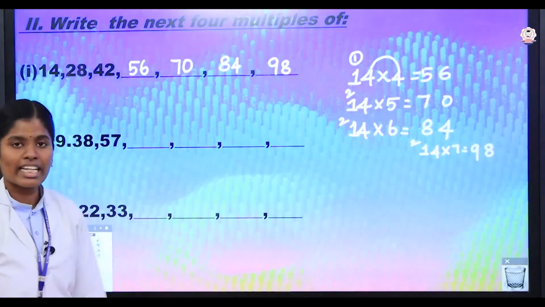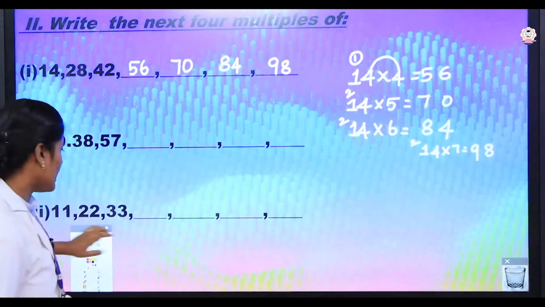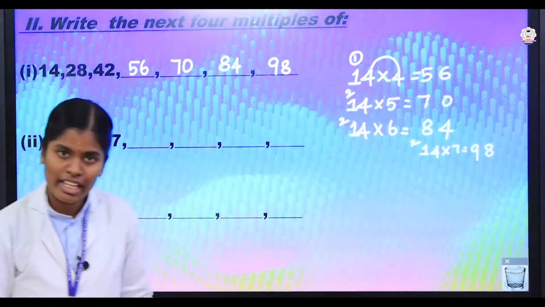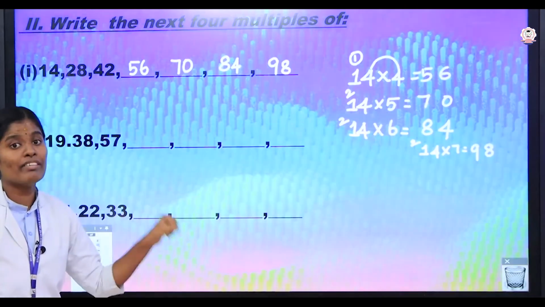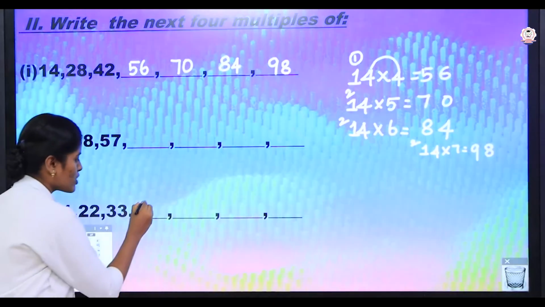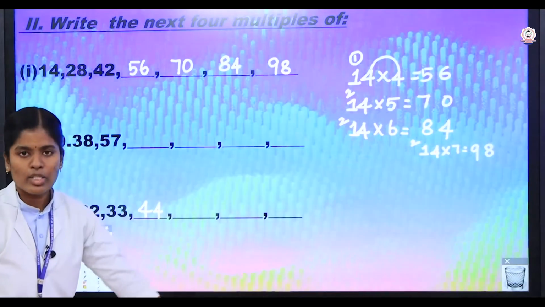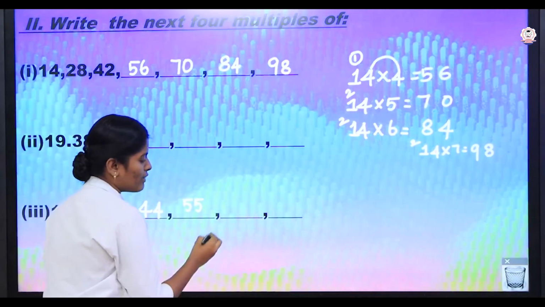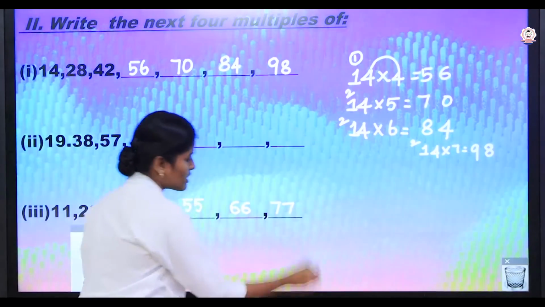And next we have 19, 38, 57. This is for your homework. And next we have 11, 22, 33. Here we have the 11 table. 11 ones are 11, 11 twos are 22, 11 threes are 33 and next, 11 fours are 44. And what is the next one? 11 fives are 55, 11 sixes are 66, 11 sevens are 77.